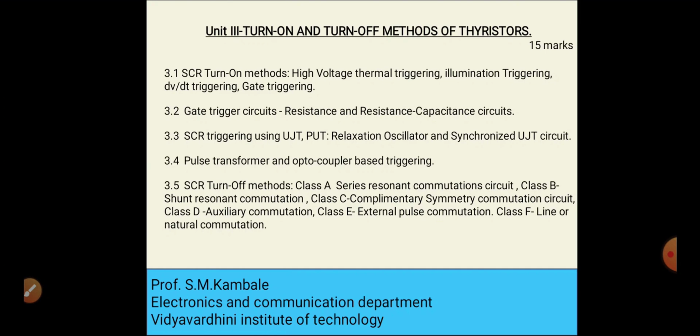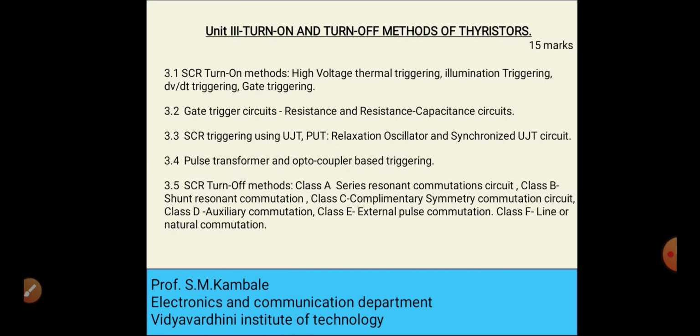Now next is the gate trigger circuit. Gate triggering methods are also classified into two types. One is resistance and second is resistance capacitance circuits. Now the next is SCR triggering using UJT and PUT. Fourth one is pulse transformer and optocoupler based triggering.